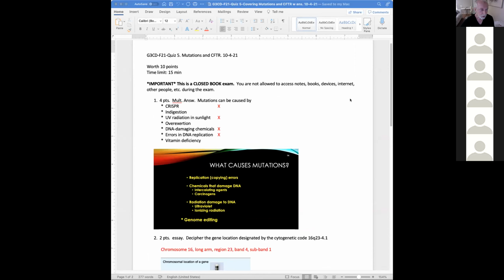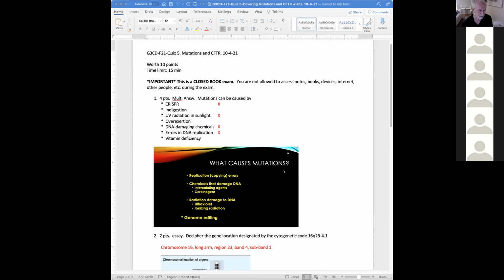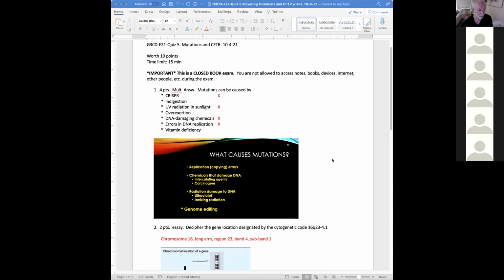So the first question was, mutations can be caused by what? And you choose from this list. I have red X's here for the correct answers. CRISPR is the ultimate in causing mutations, but they can also be caused by UV radiation, chemicals, and errors in replication. And that question came directly from this slide in the lecture on mutations.